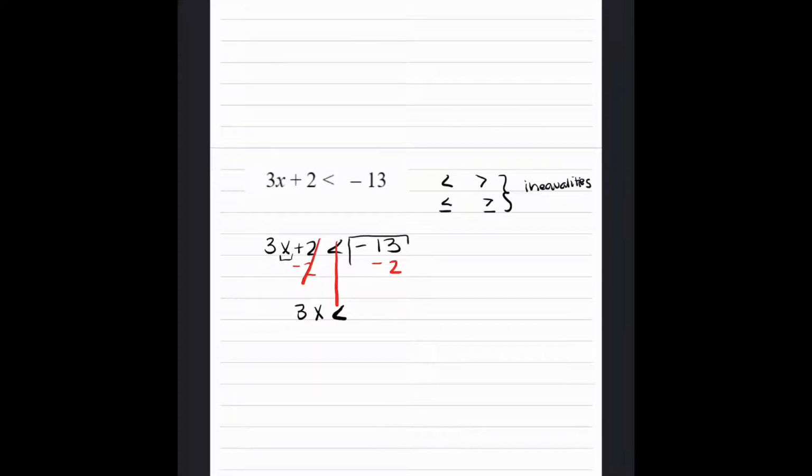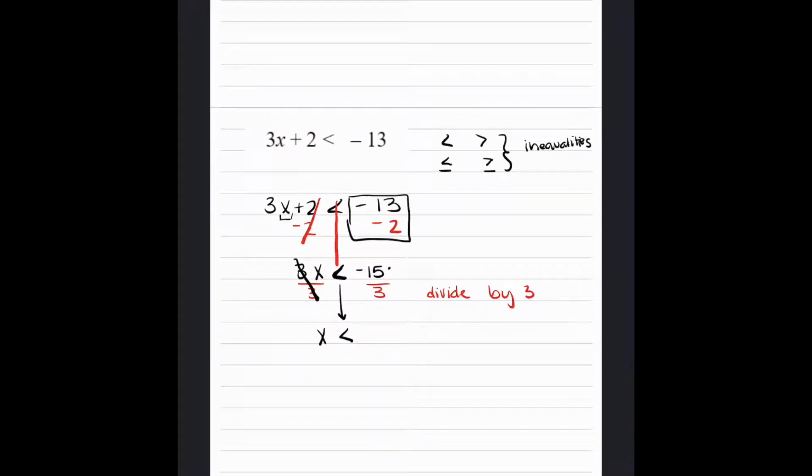And then now I'm just going to go ahead and combine these terms. I have a negative 13 minus 2. That becomes negative 15. And then now to get x alone, I have to get rid of that coefficient of 3. So I'm going to go ahead and just divide by 3 on both sides. These cancel, I'm left with just x. Same thing, I just keep bringing down that inequality, so I'm bringing down the less than sign. Negative 15 divided by 3 becomes negative 5. And then that would be the answer there.